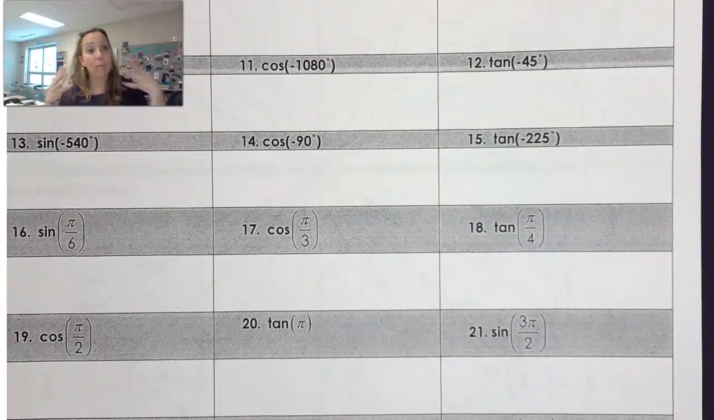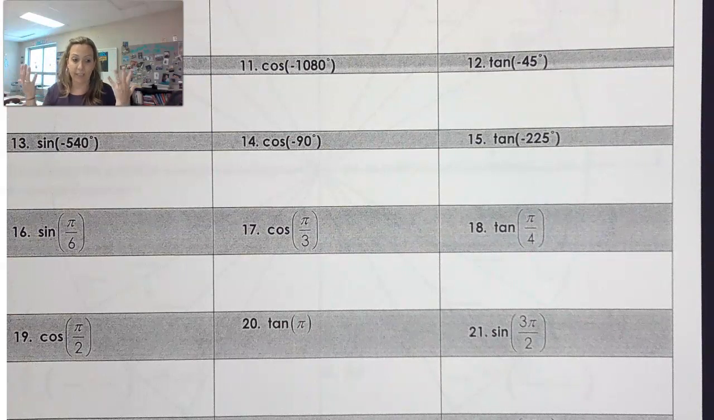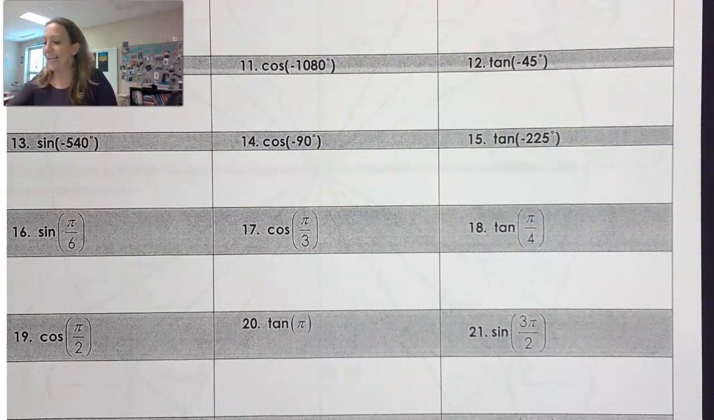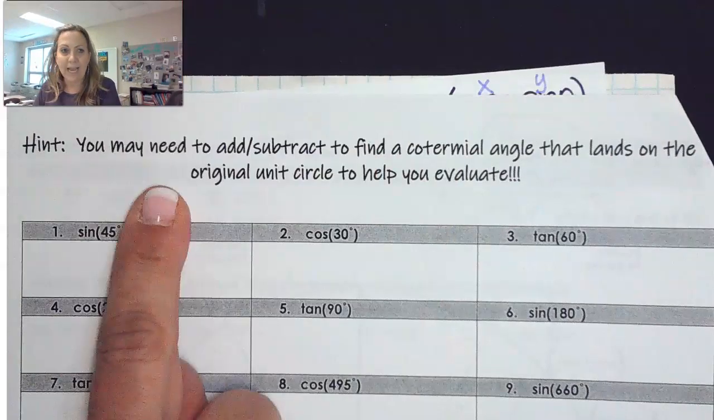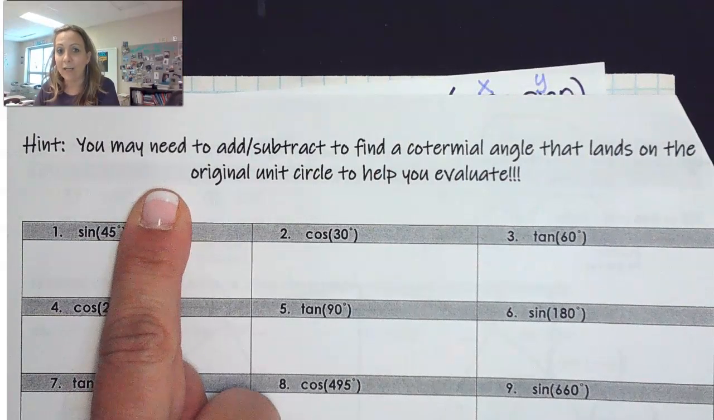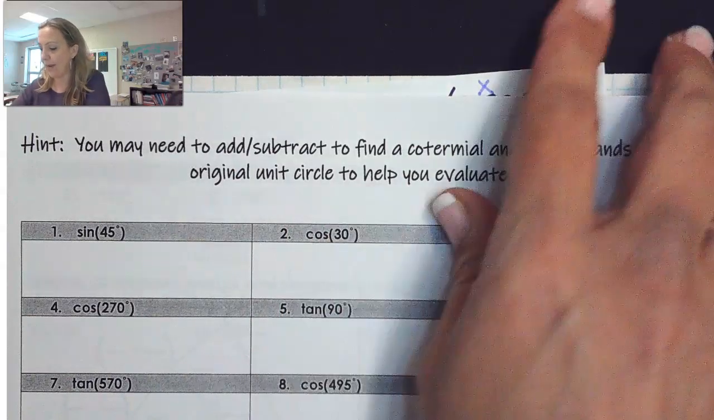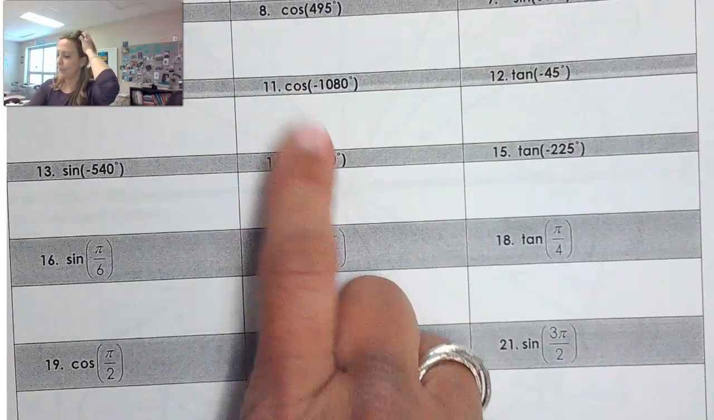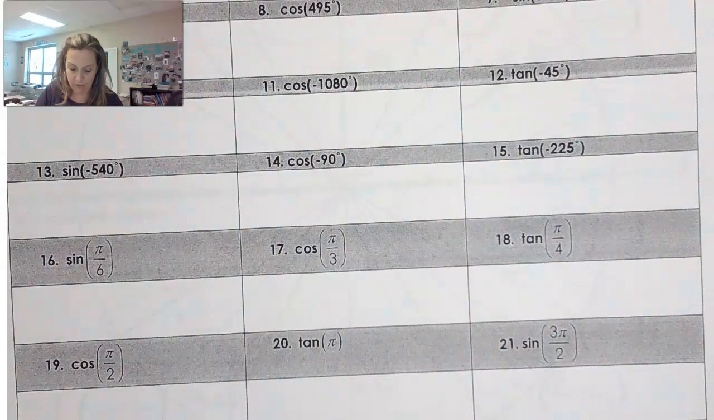No, my friends. Remember what we've said about coterminal angles? If we go an extra rotation, it's going to land in the same spot. So I put this hint on the top that you may need to add or subtract to find a coterminal angle that lands on the original unit circle to help you evaluate. So if we have something like negative 1080, let's not use that one.